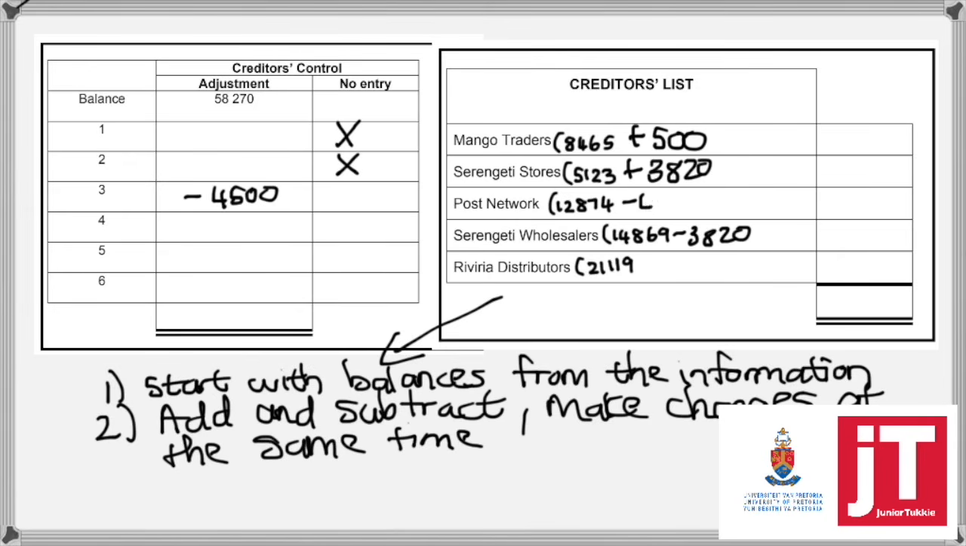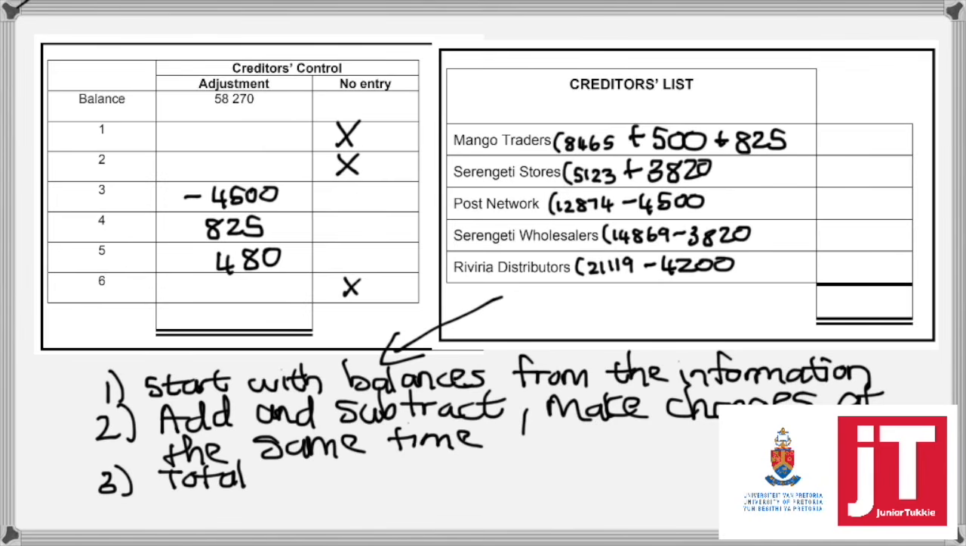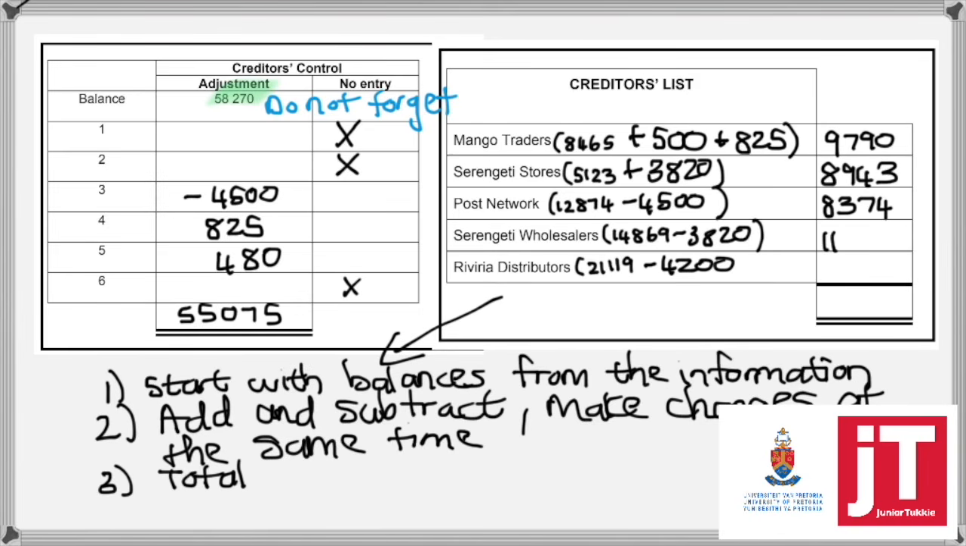Once I'm done making all the changes, we now total the creditors control account and the creditors list. Do not forget to add that 58,270, the balance given to you in the beginning. If we've done this whole process correctly, it means now that the creditors control account is equal to the creditors list.